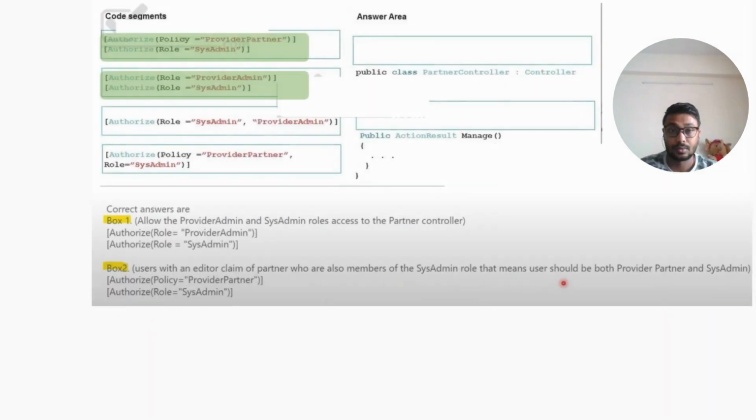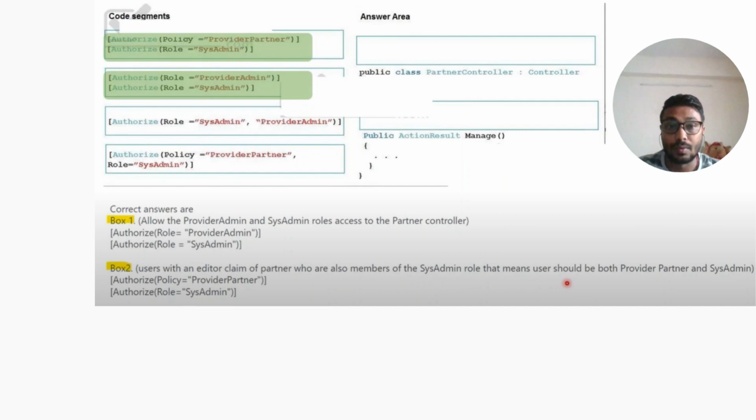Allow the ProviderAdmin and SystemAdmin roles to access the Partner controller regardless of whether the user has an ID of the partner. So like this, you can create an MVC architecture. These are the ways mentioned. So let's move on to our next question.